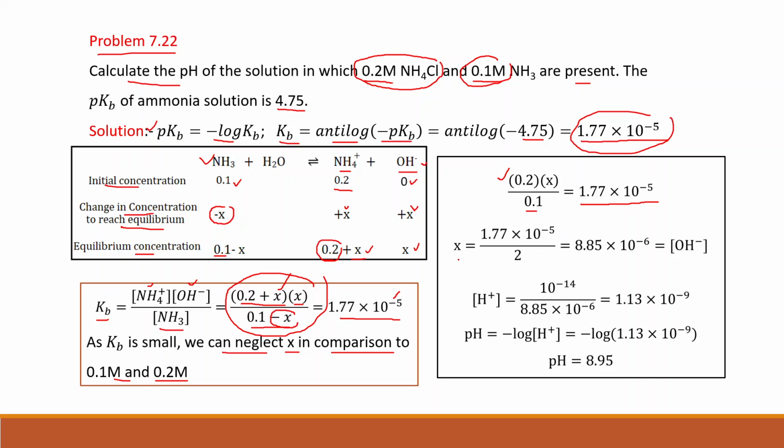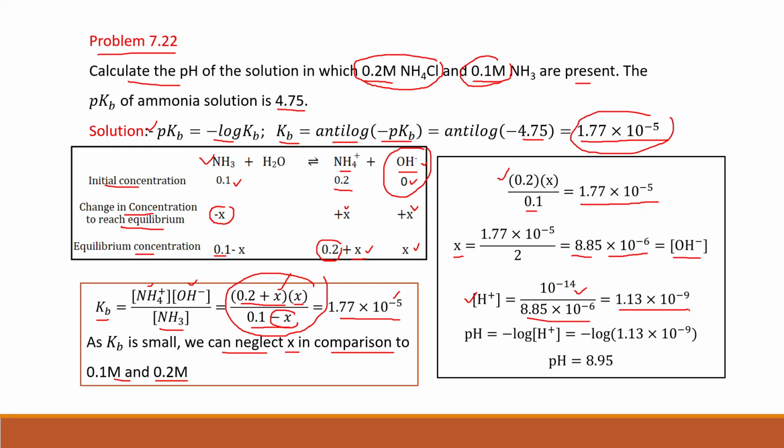If we solve it, we can find the value of x, which will come 8.85 into 10 to the power minus 6. Now what is this x? x is the concentration of hydroxyl ion, so this is OH minus ion concentration. If we know the concentration of hydroxyl ion, with the help of the ionic product of water, we can find the concentration of hydrogen ion. So concentration of hydrogen ion is equal to Kw divided by concentration of hydroxyl ion. Kw is 10 raised to the power minus 14, and the concentration of hydroxyl ion we have calculated, and if we solve it, we will get 1.13 into 10 to the power minus 9.